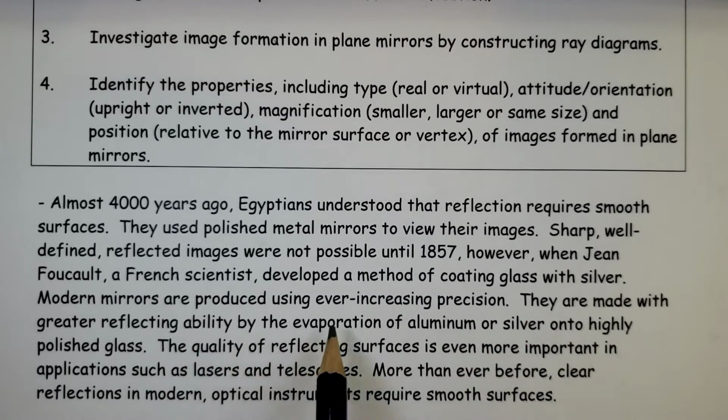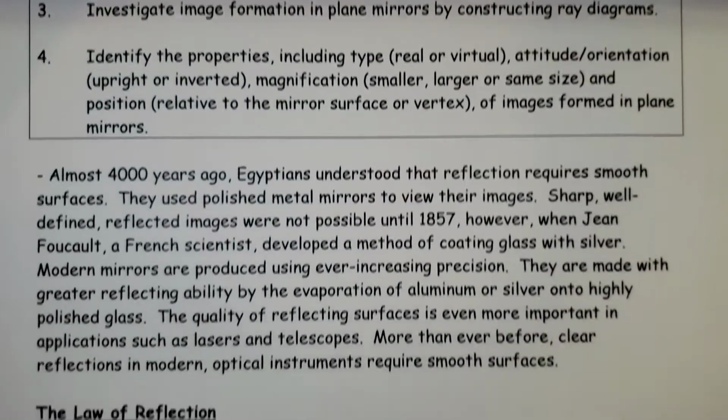Modern mirrors are produced using ever-increasing precision. They are made with greater reflecting ability by the evaporating of aluminum or silver onto highly polished glass. The quality of reflecting surfaces is even more important in applications such as lasers and telescopes. More than ever before, clear reflections in modern optical instruments require smooth surfaces.